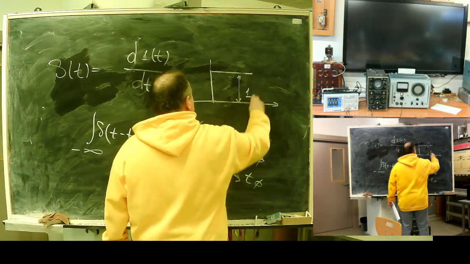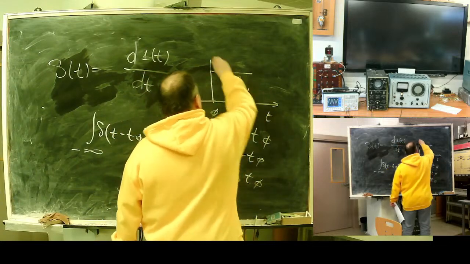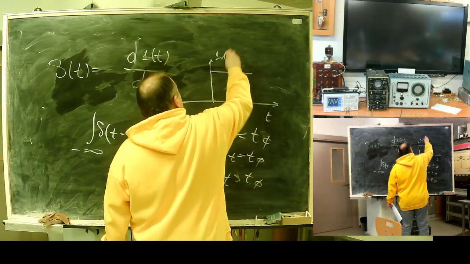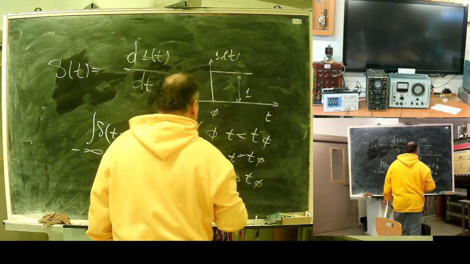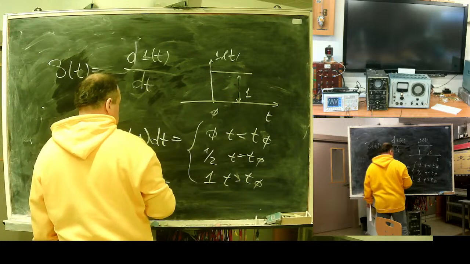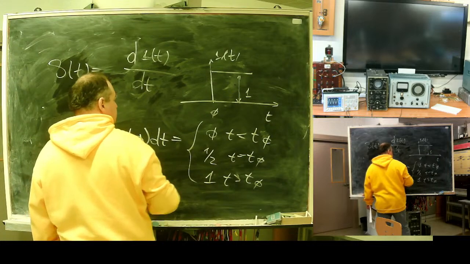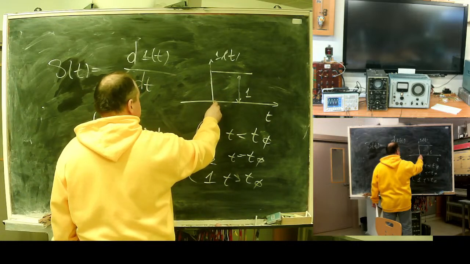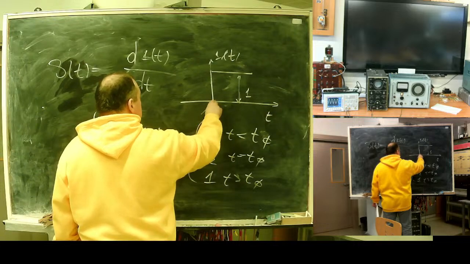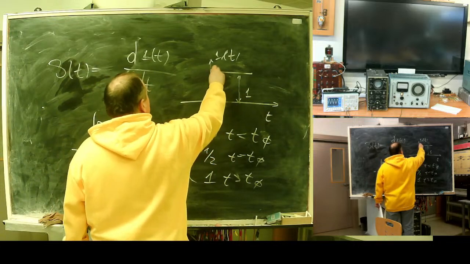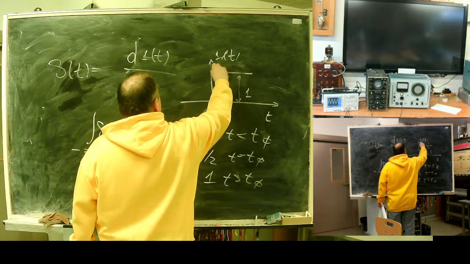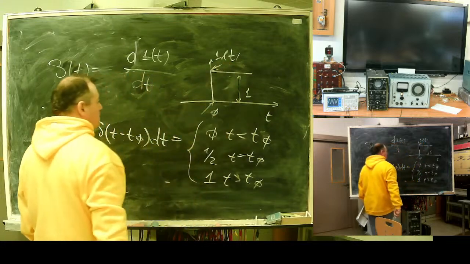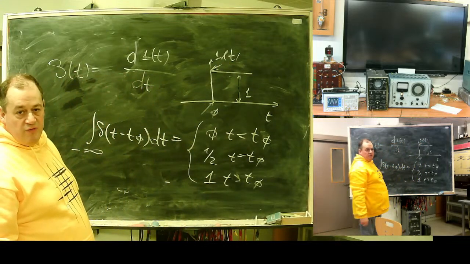Magnitude 1, 0 time 1 as a function of time. It assumes what? How to say? This point goes into this point infinitely fast.